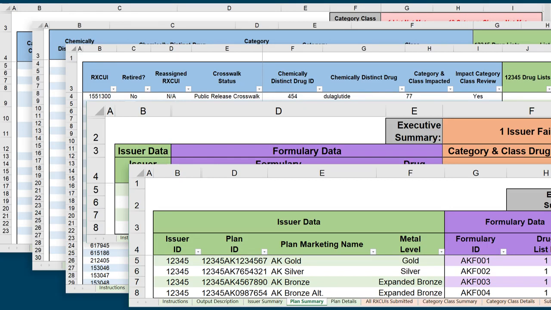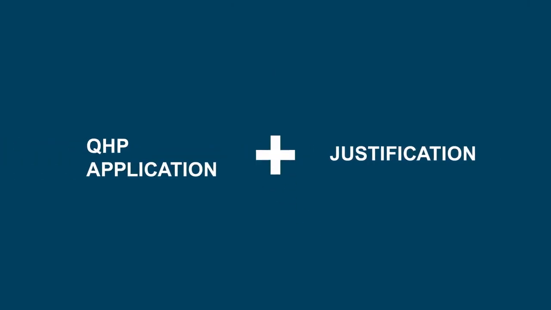If there are no drugs available, or if you believe a covered drug should be counted towards meeting a specific category and class, CMS recommends issuers submit justifications with their QHP applications for that category and class.